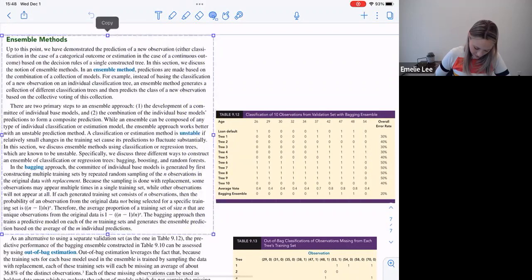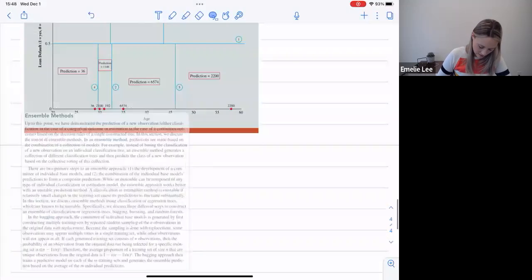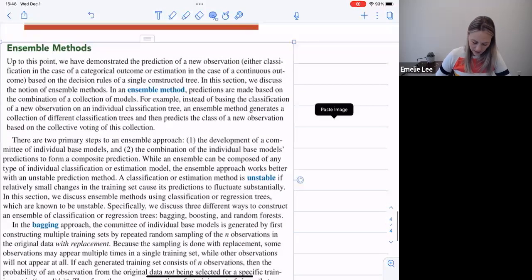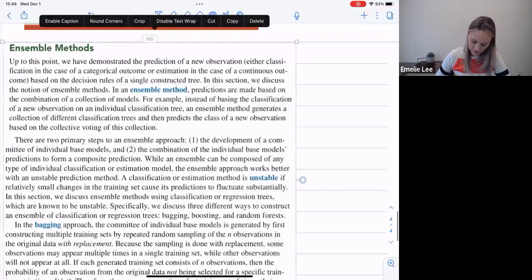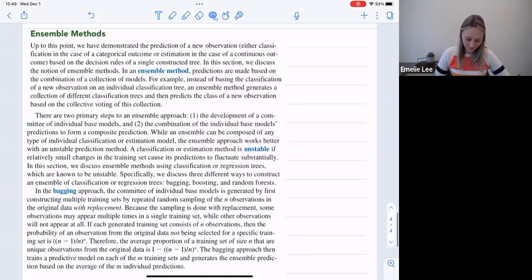I'm just going to run through quickly ensemble methods, which is exactly what it sounds like. It's a collection of methods. So instead of just running one regression tree or one classification tree, what if we did many? Then our prediction is not just the outcome of one tree, it's going to be the outcome of an ensemble of trees.